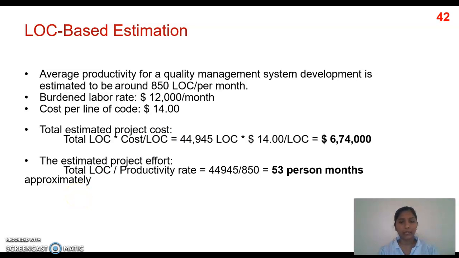Now we have to find the effort. That means we have to calculate the manpower that is going to be used to develop a software system. We can calculate that by dividing the total LOC, that is the total number of lines of code used, by the productivity rate, and it gives you the estimated person-months.